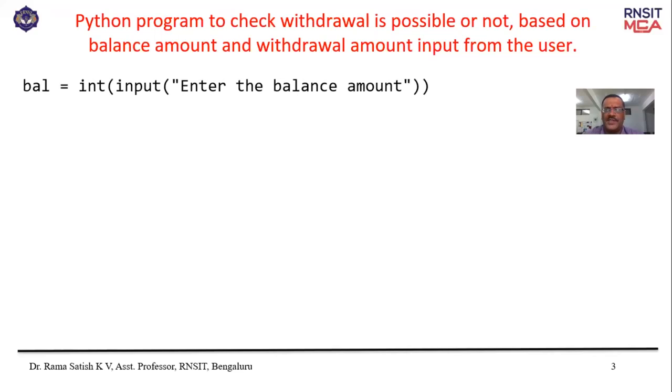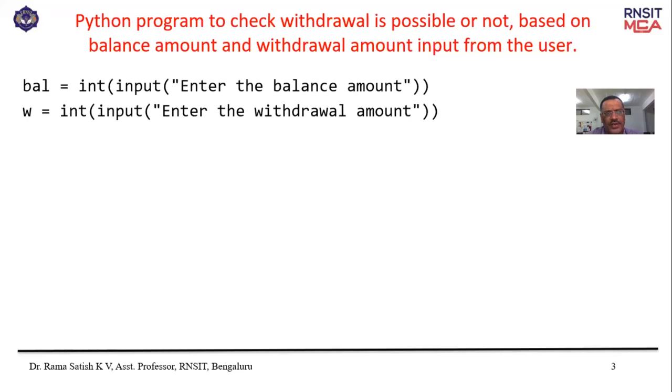Now, take the balance. Input the balance, and similarly input the withdrawal. I call it W for withdrawal amount and BAL for balance amount. Next, if withdrawal is less than 0, negative withdrawal is not possible. Or I can certainly write withdrawal is less than or equal to 0. That is also correct.